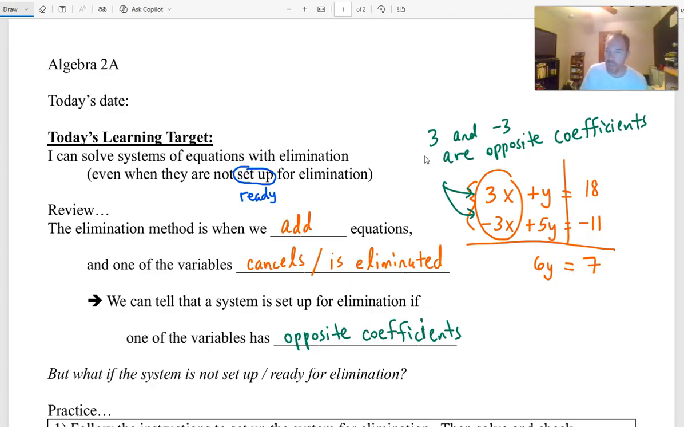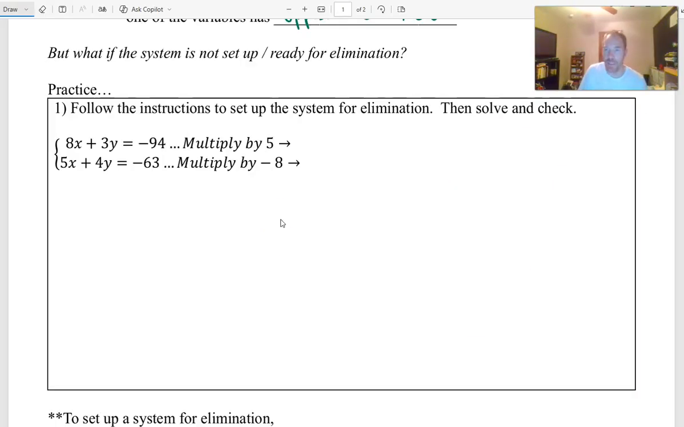So down at the bottom of the page, at least on the screen, it says, but what if the system is not set up? Or what if it's not ready for elimination? What would we do then? I'm going to scroll down here. All right, so our first problem on this note sheet says, follow the instructions to set up the system for elimination, then solve and check.